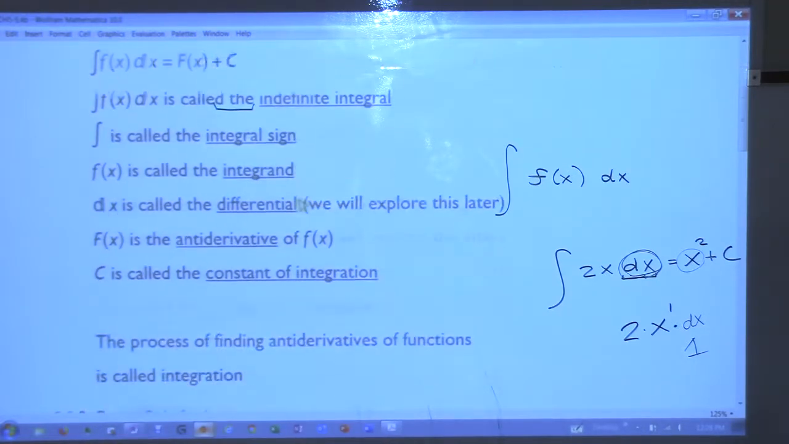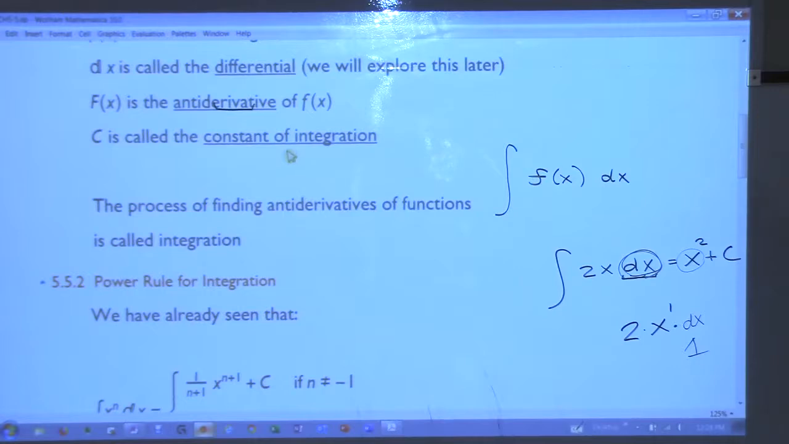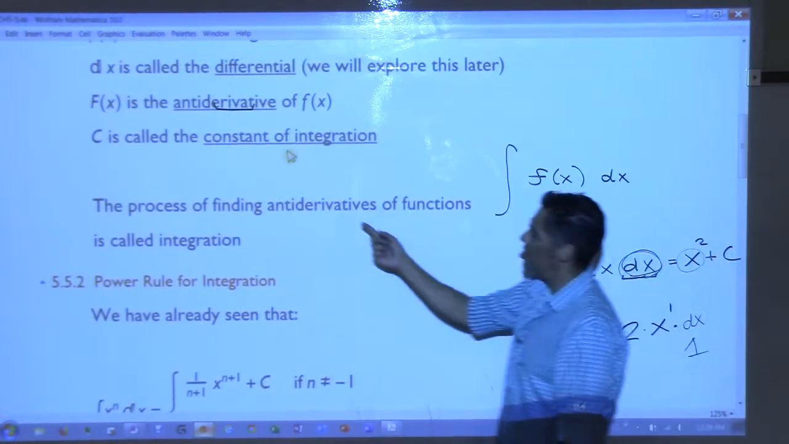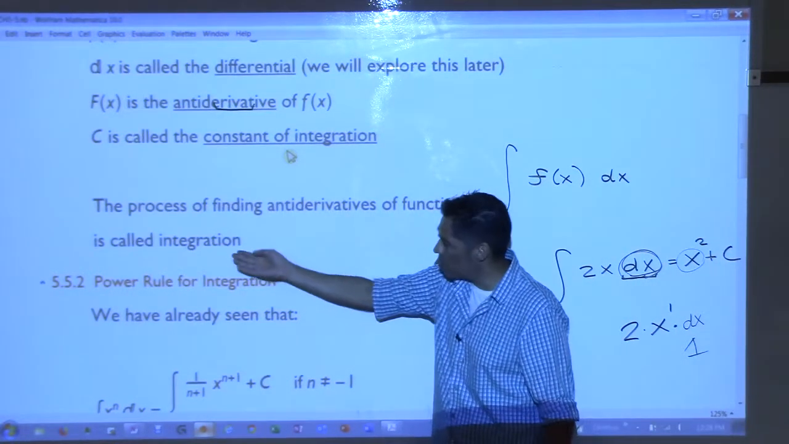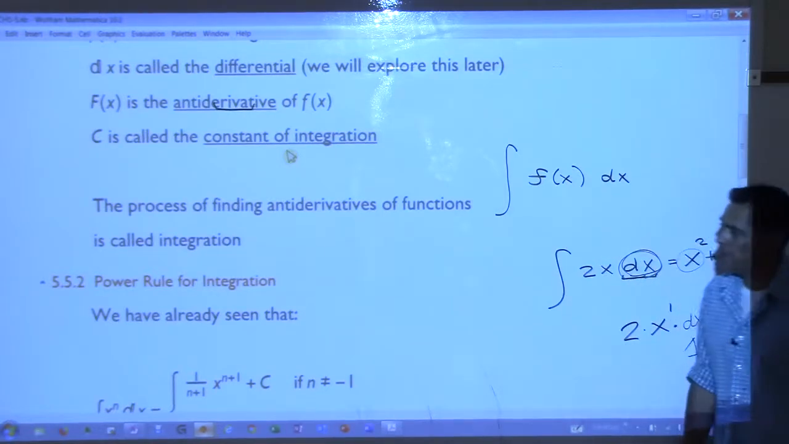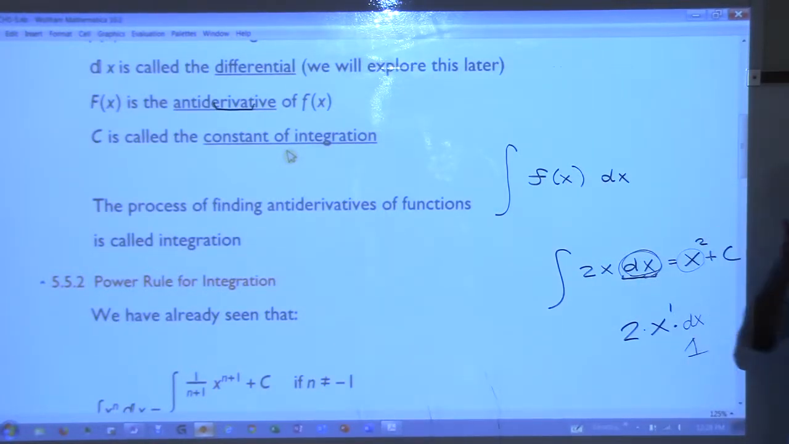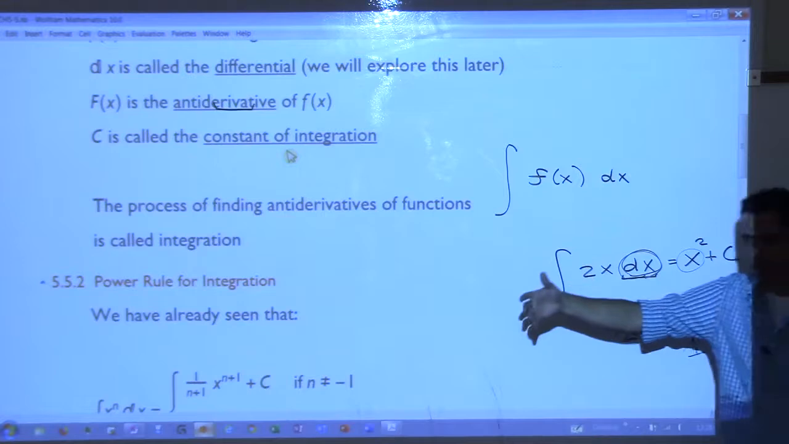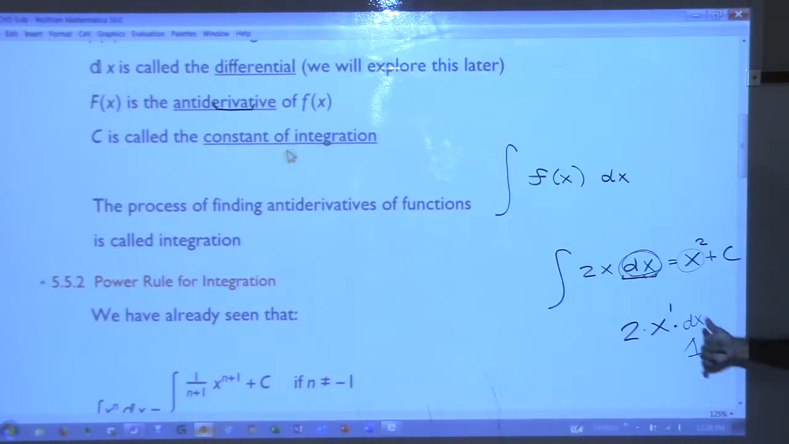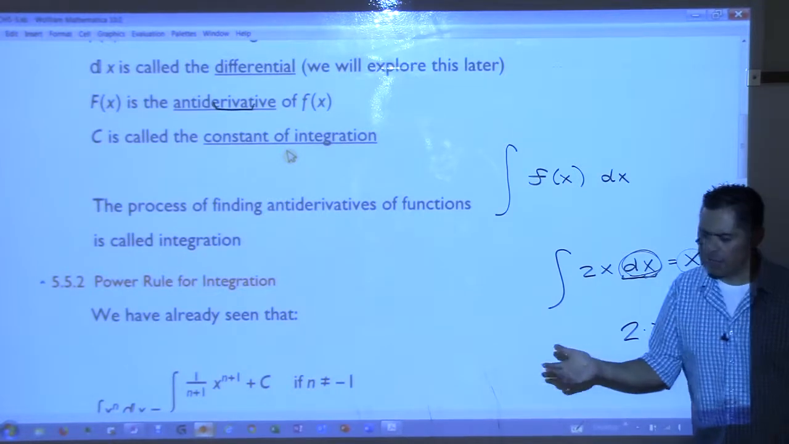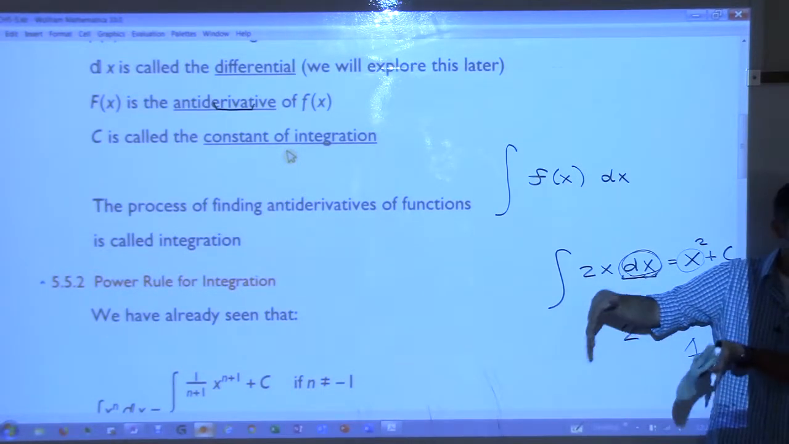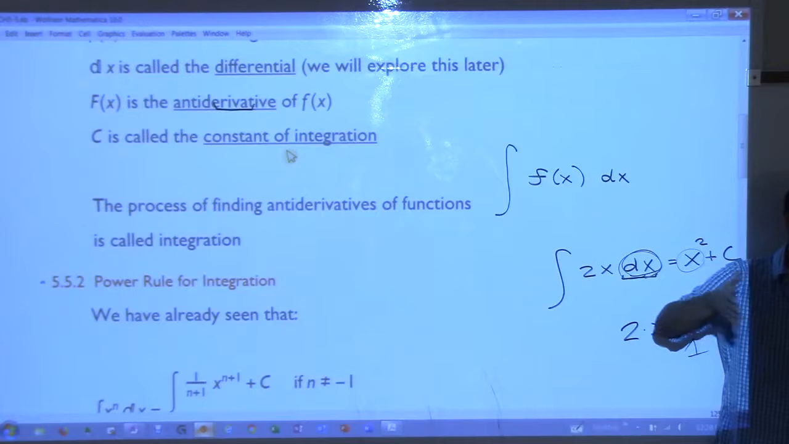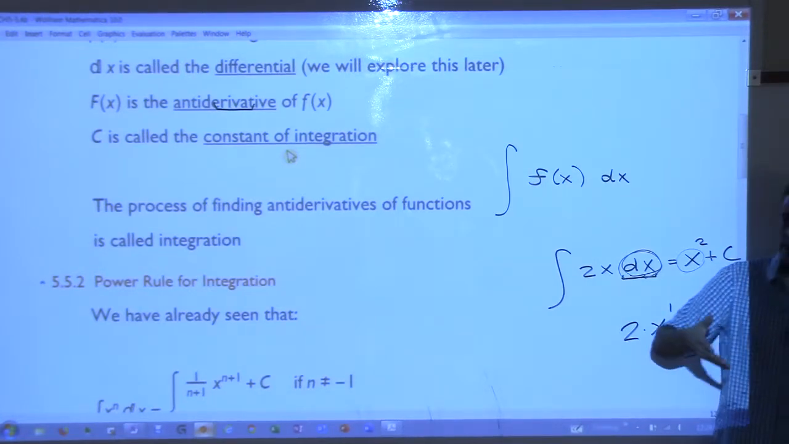All right. The process of finding antiderivatives of functions is called integration. So in Cal 1, we do differentiation, that's finding derivatives. In Cal 2, we find antiderivatives, which is called integration. So normally in a calculus sequence, Cal 1 is called differential calculus, and Cal 2 is called integral calculus. Integral meaning integration.